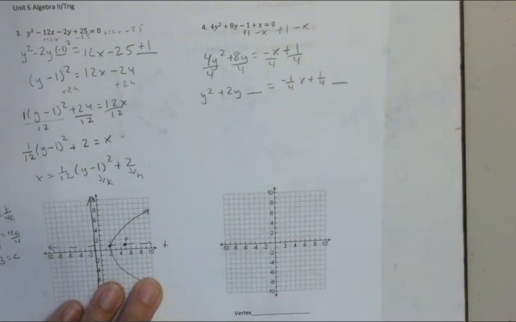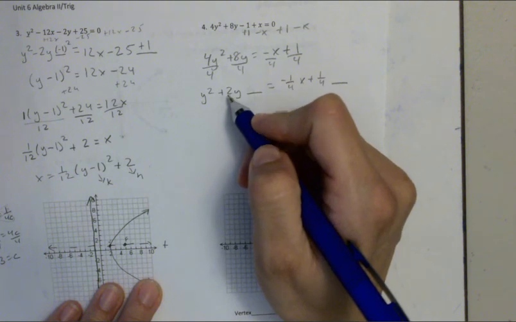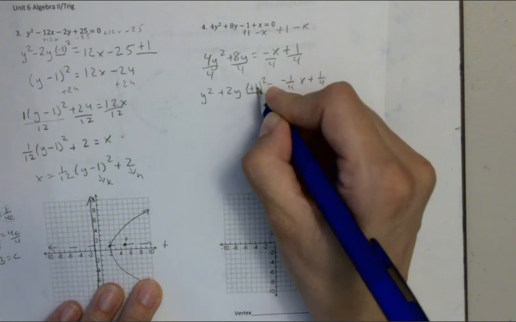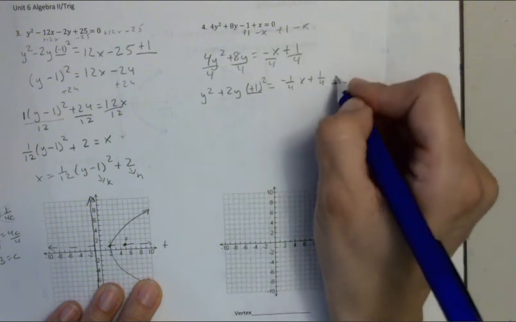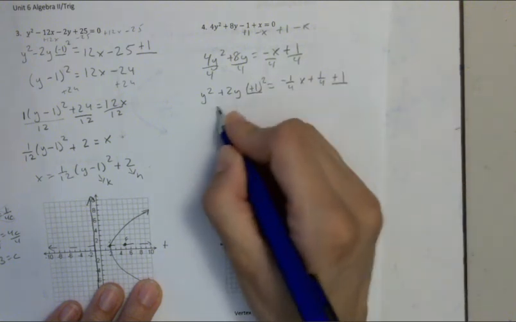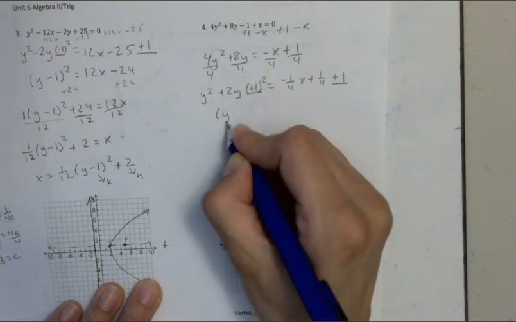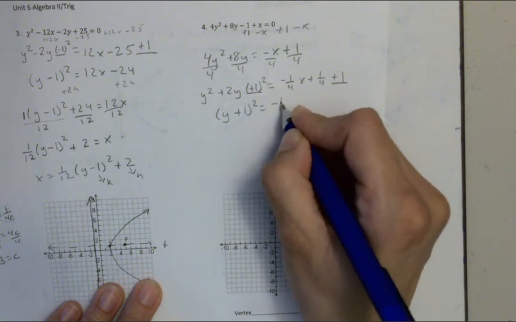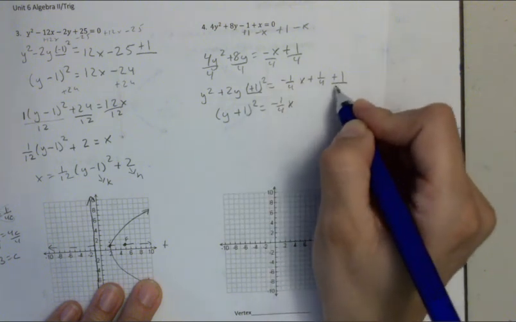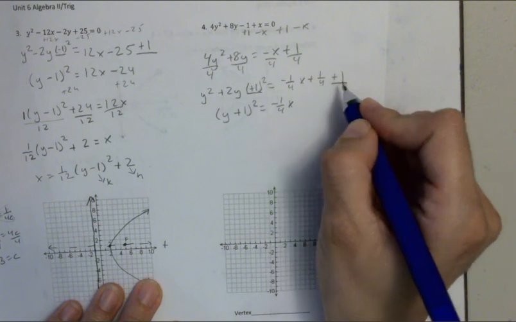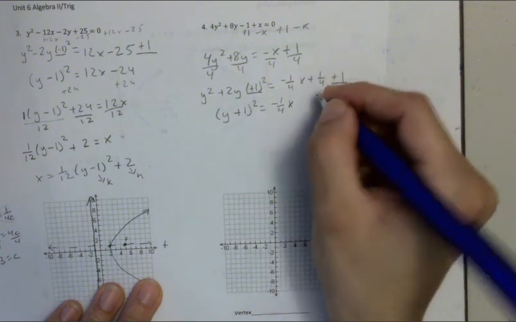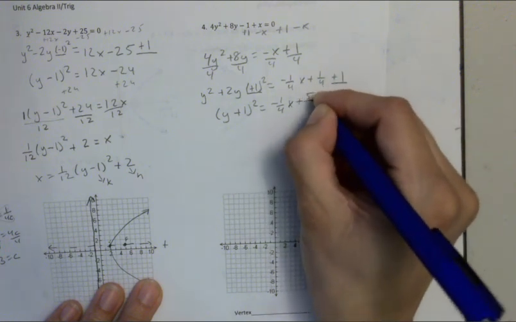Okay, so now I can complete the square. Remember, take half the coefficient of y here, so half of 2 is 1. So plus 1, square it. On this side, I am going to write the number, so 1 squared is 1, so plus 1. So on the left, when I factor this, I get (y plus 1) squared. On the right-hand side, I have negative 1/4 x, and these two I need to add. 1/4 plus 1, remember, 1 is the same as 4/4, so 1/4 plus 1 is going to give me 5/4. Okay?